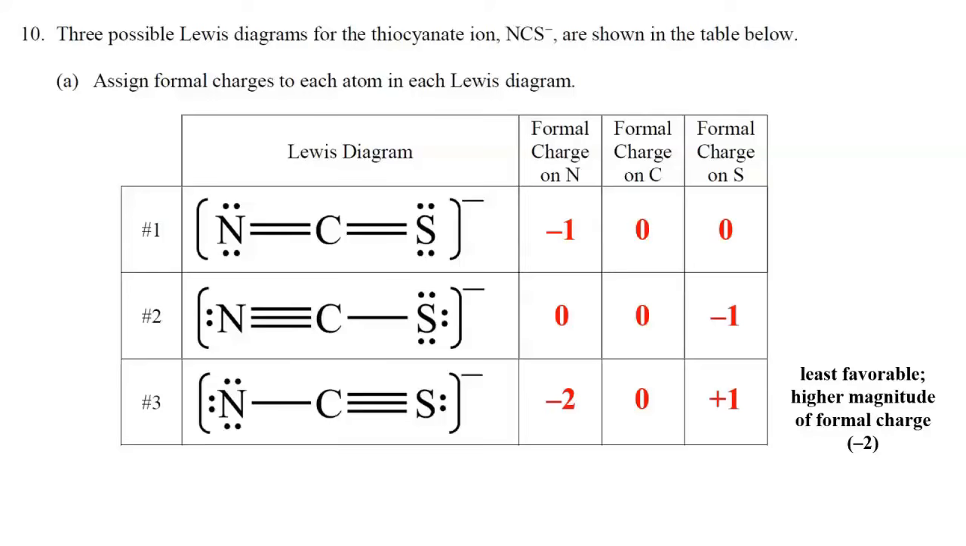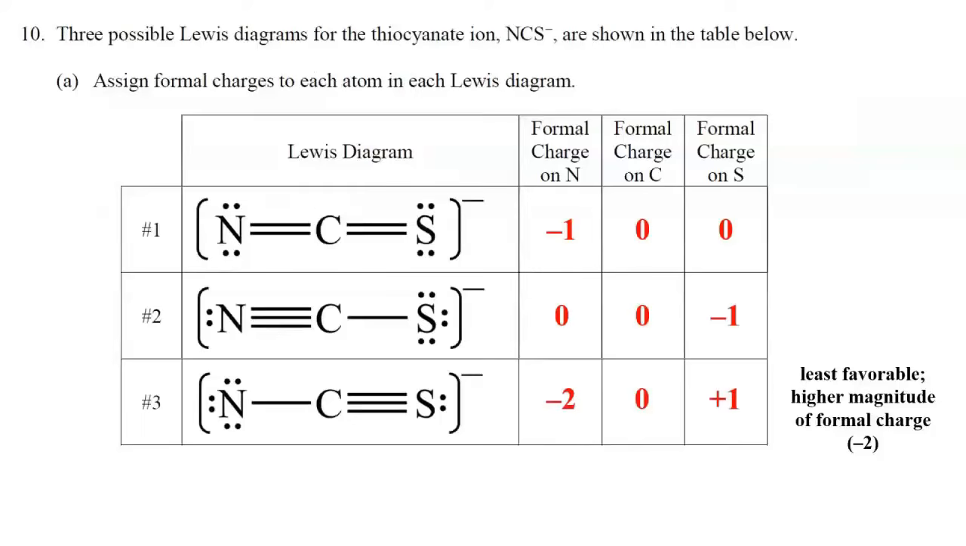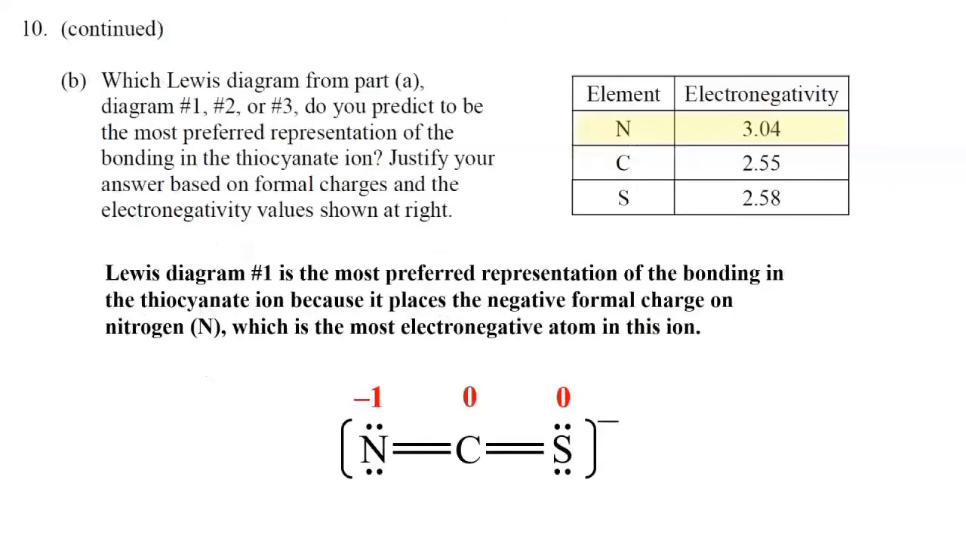Now, of the 2 that remain, they both have formal charges of 0, 0, and -1. Let's take a look at the electronegativity values for these 3 elements. Given the information in the table, nitrogen is the most electronegative element in this set of atoms. So which Lewis diagram is the most preferred if we can put that negative formal charge on the most electronegative atom? Lewis diagram number 1 is the most favorable because it places the negative formal charge on the most electronegative atom, in this case, nitrogen.